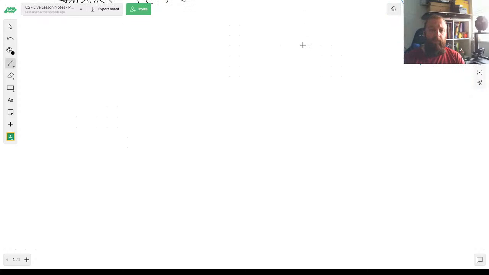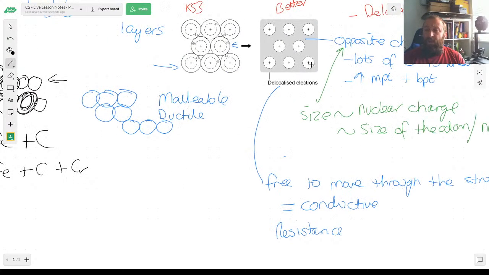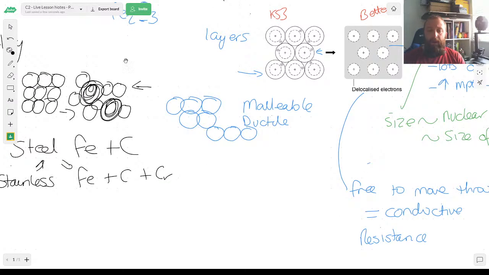So let's just move that down. So that's pretty much it for metals. As long as we can link that structure back to those properties, that's the main thing. And again, when we look at the alloys, make sure you can talk about the increase in strength, but also the increase in hardness and the making it more brittle. So it's just worth having that down.